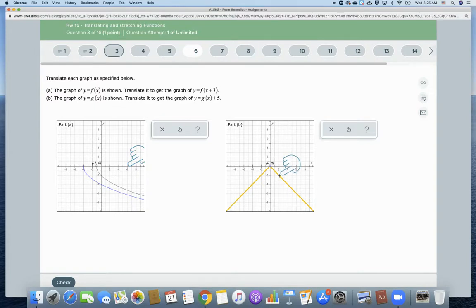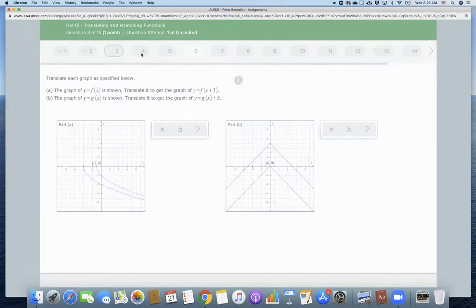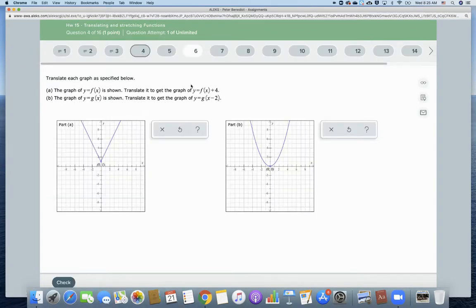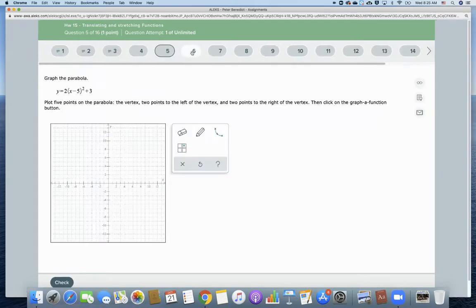Here's the graph of g of x, which would be an absolute value graph. But they want you to take this one and move it up 5 right there. So I'm just going to take it and move it up 5. And it just speaks to the universality of all this. Let's move along a little bit. Once again, some more of the same type of functions. This one we're going to move up 4. This one we're going to move to the right 2. Let's see what else we got here.